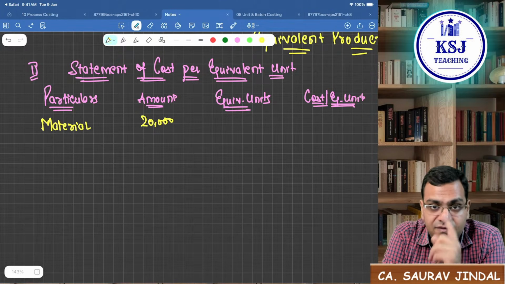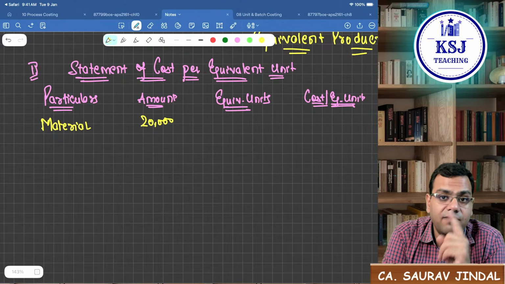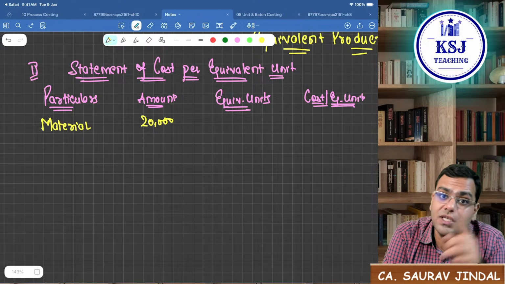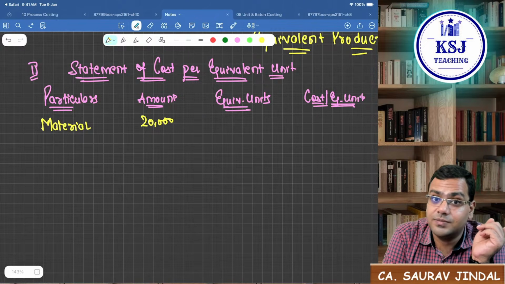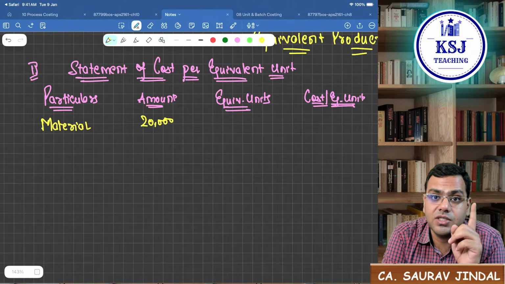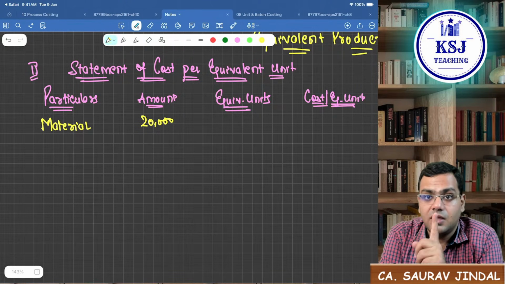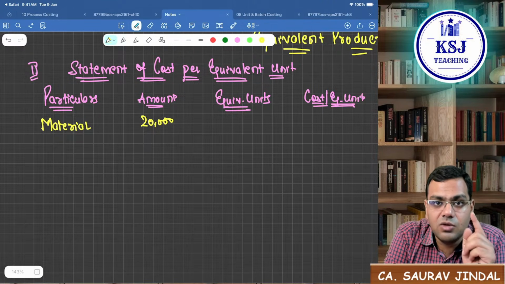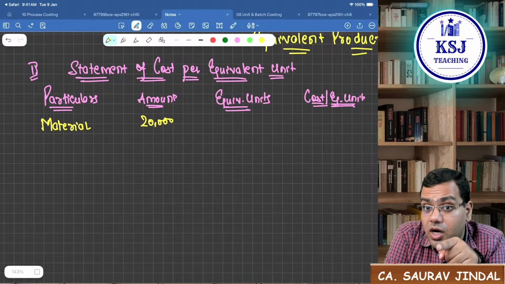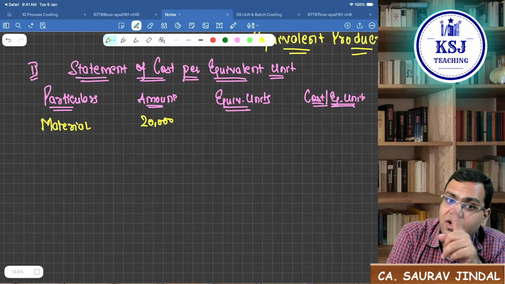Here you have to remember very clearly that when you are reducing your material cost, you have to take only and only the scrap value of the normal loss. Why? Sir, abnormal loss scrap value, we always take it in the abnormal loss account, not in the process account. So here it will not reduce your material cost. It will just reduce the loss which you were taking to costing P&L. Listen to it very carefully. The scrap value of the abnormal loss will reduce only the amount of loss which you were taking to costing P&L. It will not impact your process account.